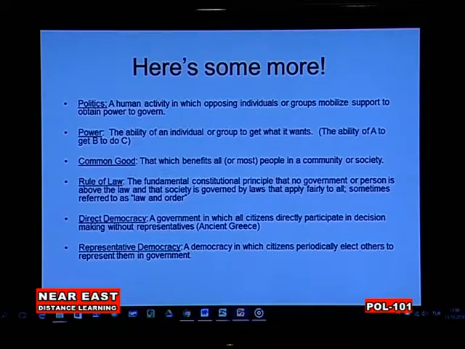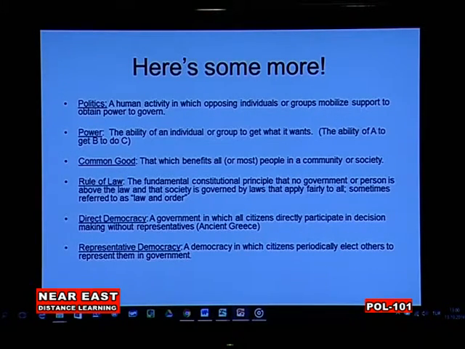And rule of law is that development of Western societies in Europe to regard every individual as equal in front of the law, and the law is applied to everyone, and no one is above the law, all right? And then here I want to talk briefly about direct democracy and representative democracy.